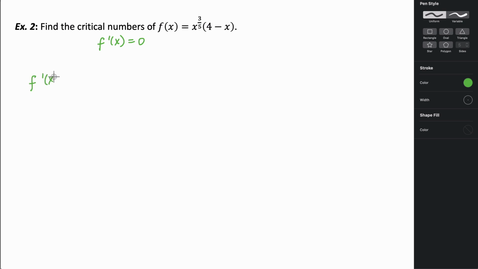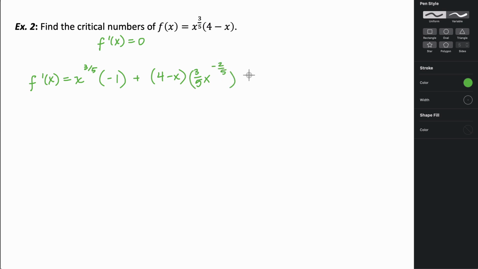So f prime of x is equal to the first function, x to the 3/5, times the derivative of the second. The derivative of 4 minus x is going to be -1, plus the second function, 4 minus x, times the derivative of the first. That's going to be 3/5, x to the 3/5 minus 1, which is going to be -2/5.